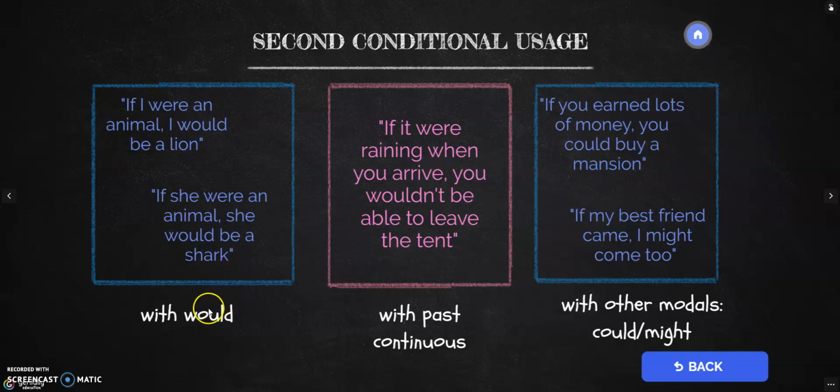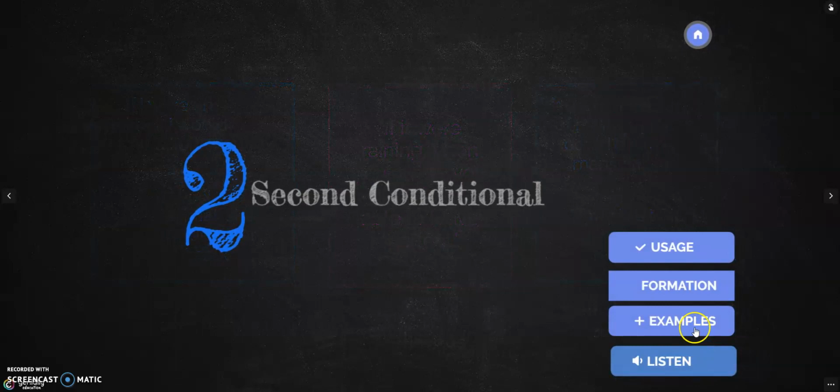I don't have to use would necessarily, all right? I can use other modal verbs. For example, might. I can also use might. If my best friend came, I might come too. Si viniera mi amigo, pues podría ser que yo fuera también. Okay? If my best friend came, I might come too. All right? Okay. So that's the usage. That's how we normally use it.